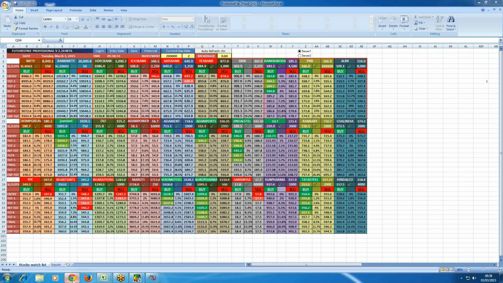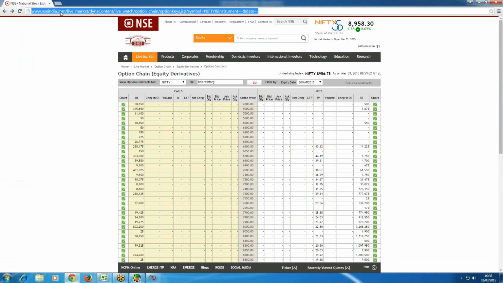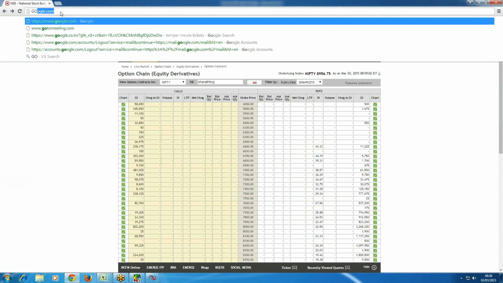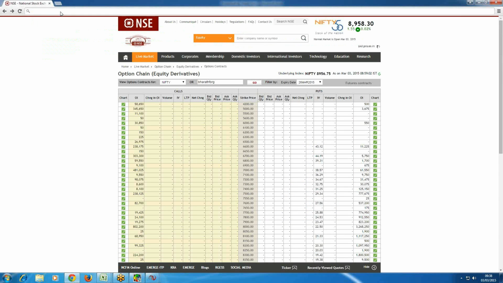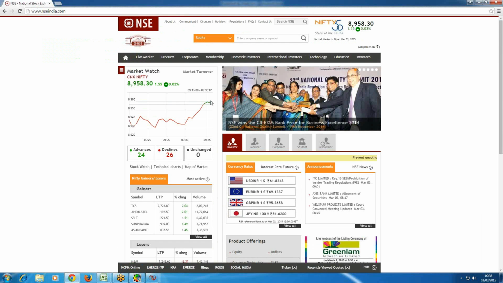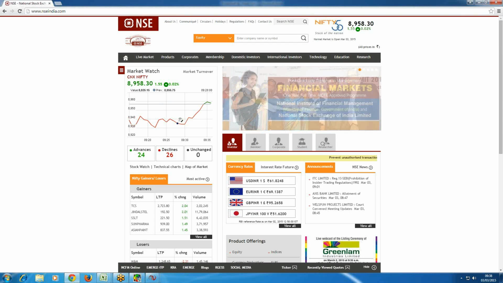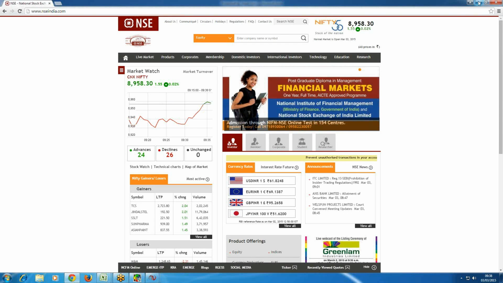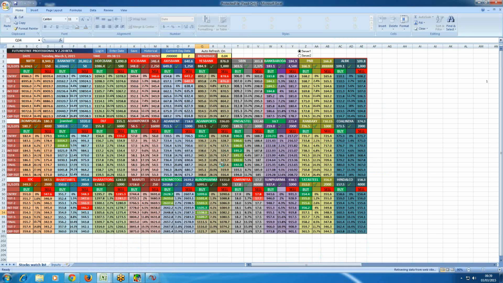And the other way you can do this is you always keep an eye on Nifty. So what you do is just go to google.com, or you can go to the NSE site itself, and check where the Nifty is. Once you have an eye on Nifty, it will become very easy for you to trade. So let me open other charts so that I can give you some trades.